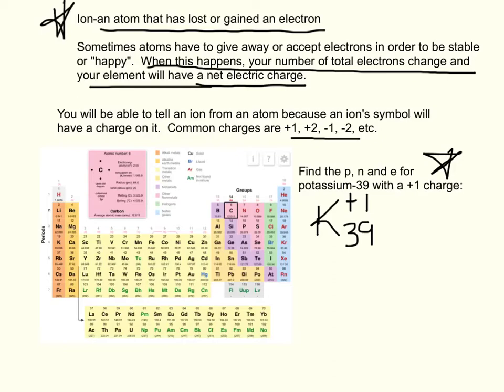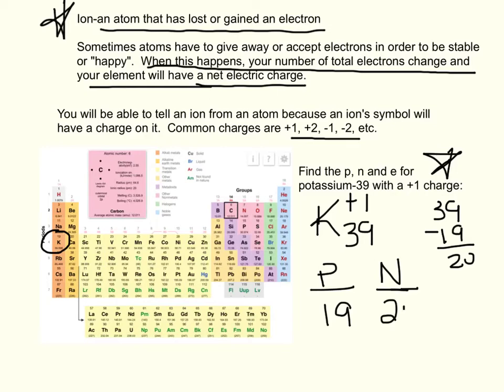So we're going to find the protons, neutrons, electrons. So let's look over here at potassium. How many protons does it have? Look at its atomic number. It has 19. Neutrons, we're going to take the mass, 39, and we're going to subtract the number of protons, 19, which gives us 20. So we're going to write 20 here.